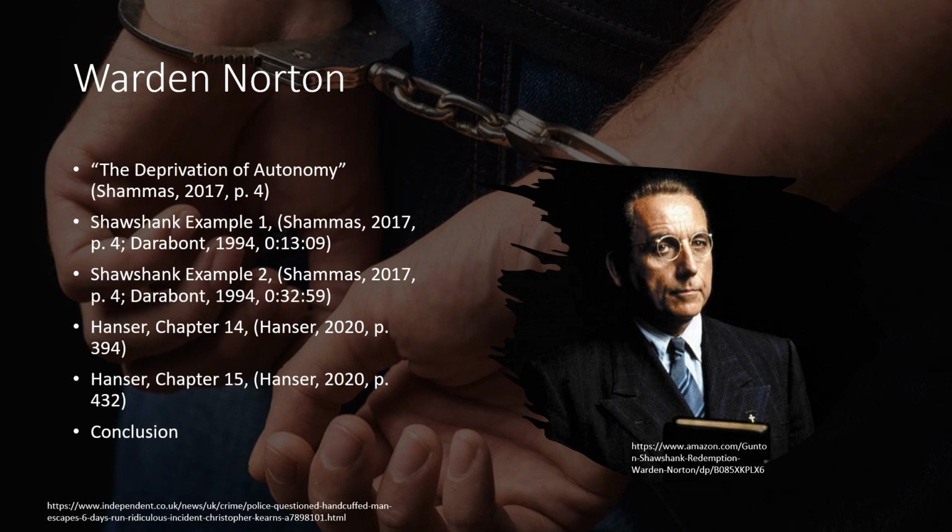The second Shawshank example comes from Darabont 1994, 32 minutes, 59 seconds. This is where the warden gives out a special assignment to prisoners to resurface the roof on top of the prison. This gives them a small amount of freedom, a small amount of their autonomy back through the resurfacing of the roof.